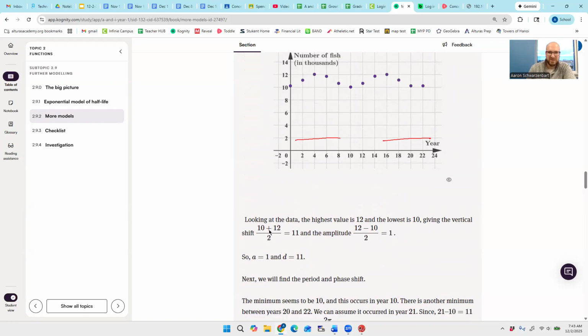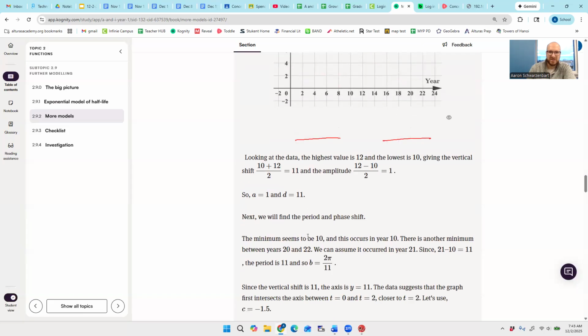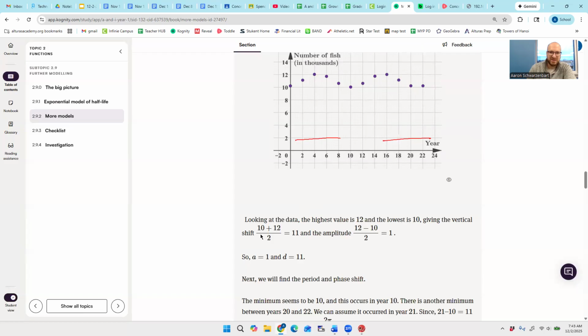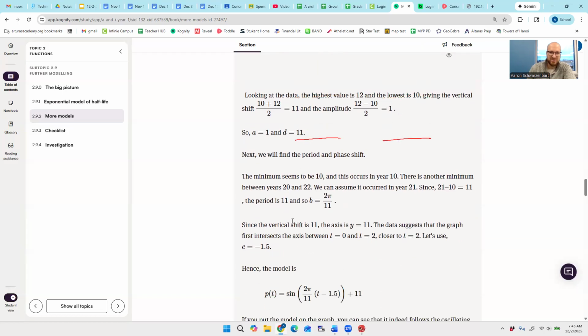So the amplitude became pretty easy to find. The high point and the low point were 10 and 12. You can kind of assume that, but maybe not guaranteed. So A is 1, D is 11. D is definitely 11. The amplitude was 1, and that's approximately what we got with the calculator. The minimum seems to be 10, and this occurs in year 10, and once again in year, they said, 21, because it's halfway between the 10.2s. So that's how they got 11.